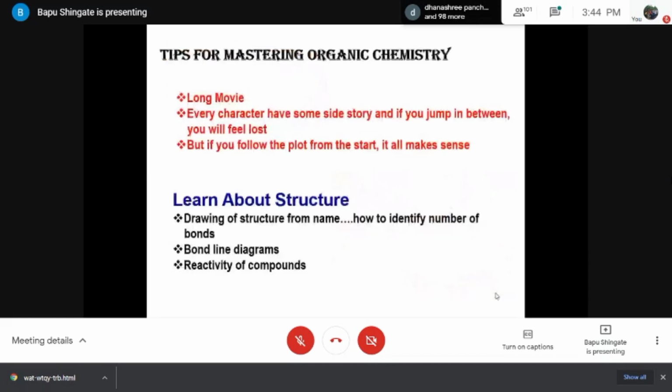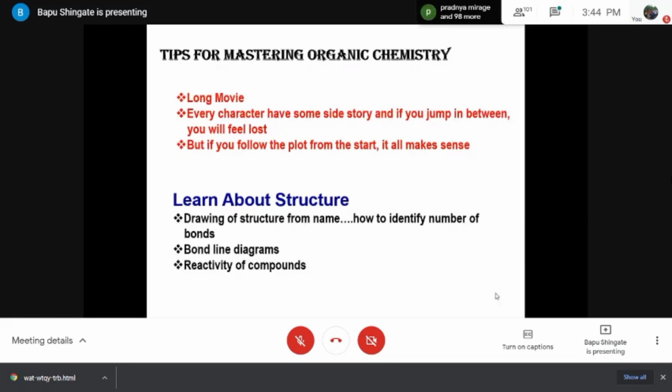Now, again, some tips I want to give you for mastering organic chemistry, because organic chemistry is a long movie. In one day we cannot become a master in organic chemistry. Or in a month or in a year, one cannot become a master in organic chemistry. It requires certain steps. That's why you have to follow certain rules and regulations.